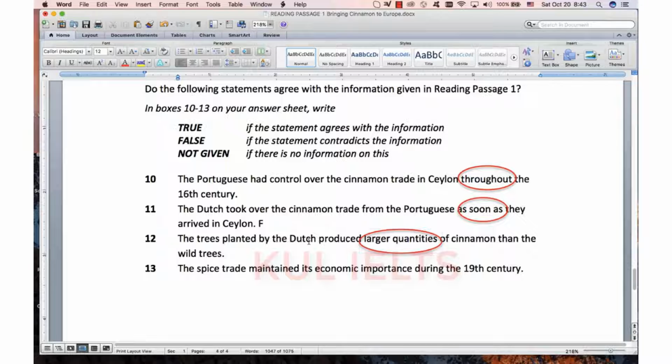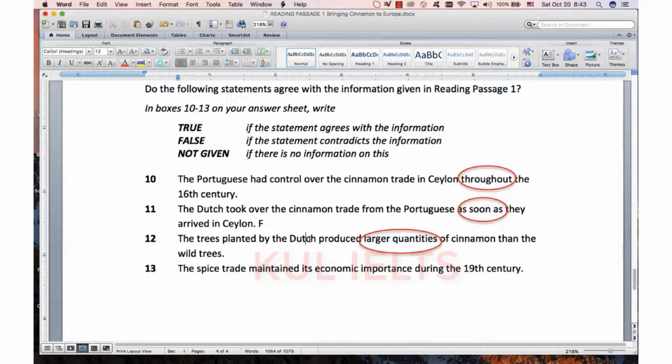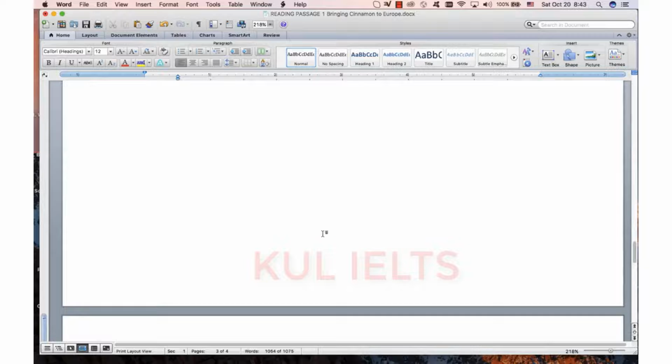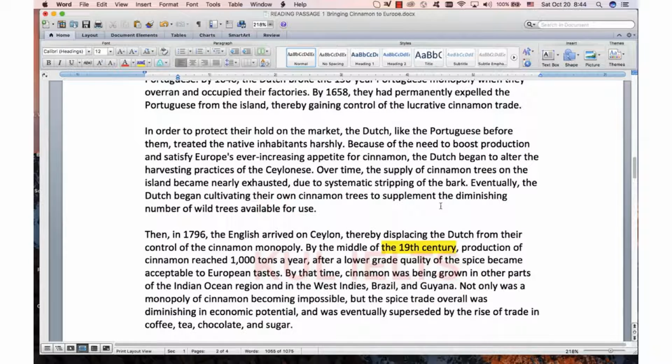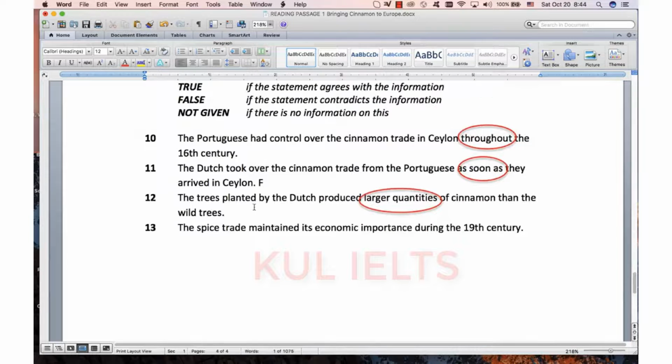Did these trees produce larger quantities? We're going to scan for, what will we scan for? Find the sentence trees and wild trees and maybe quantities. Of course, Dutch as well. So it's this sentence over here. That's where we see Dutch and that's where we see wild trees. They began cultivating their own trees to supplement the diminishing number of wild trees. So this is diminishing number of trees. That's not what we were looking for. Did these trees produce larger quantities? There's nothing there about larger. So it's quite straightforward, that one. That's a not given.